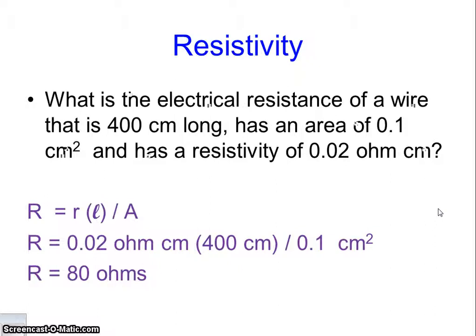Here's the problem. What is the electrical resistance of a wire that's 400 centimeters long, has an area of 0.1 square centimeters, and has a resistivity of 0.02 ohm centimeters? So here we have our resistivity. Our length is 400 centimeters right here. And you're going to divide that by the area, which is 0.1 square centimeters. When the units are multiplied together, you're going to get ohms times square centimeters. The square centimeters are going to cancel out with the ones in the denominator, and you're going to be left with ohms. When you multiply and divide by 0.1, you're going to get 80 ohms. And that's simply how it works.